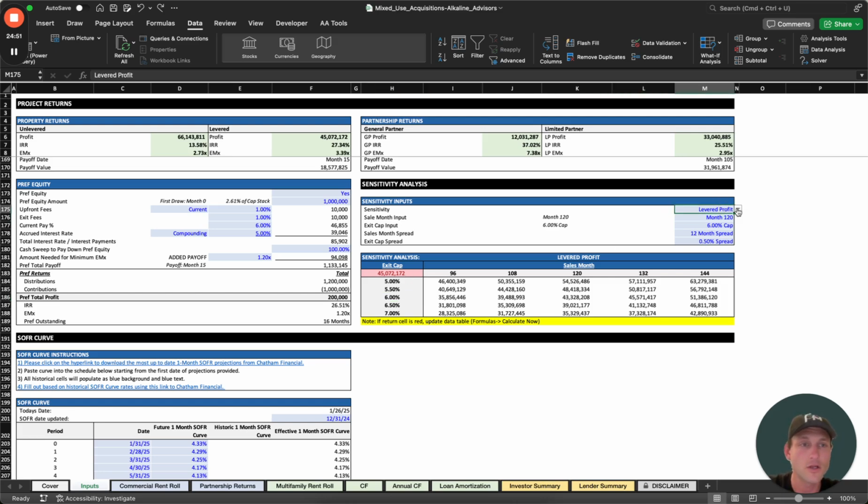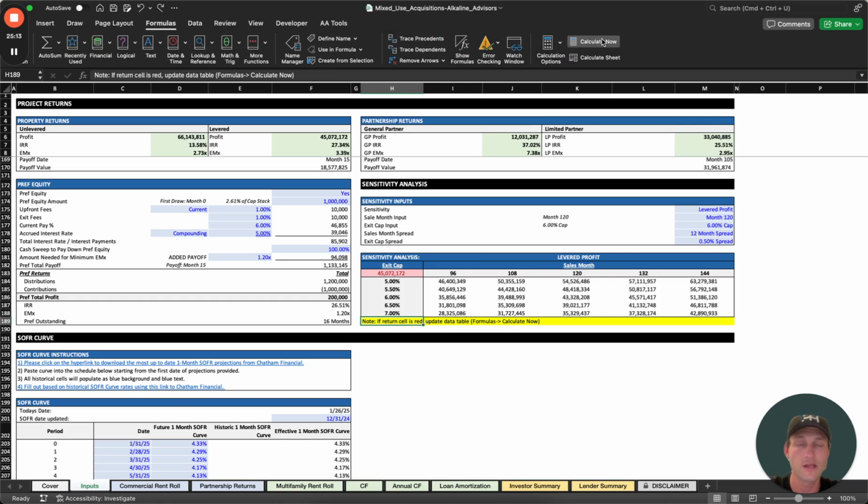But here you can toggle between what we are sensitizing: the profit, the IRR, or the equity multiple at a project level, at a GP level, or at an LP level. So in this scenario, we're going to analyze the LP profit sensitivity. You'll see this is red. That means it's not updated. We have instructions down here. Note: if return cell is red, update data tables, go to formulas, calculate now. So we go to formulas, we click calculate now. It's iterating. Once it iterates and calculates, you'll see the red goes away, the yellow goes away. Now this is accurate. Okay.